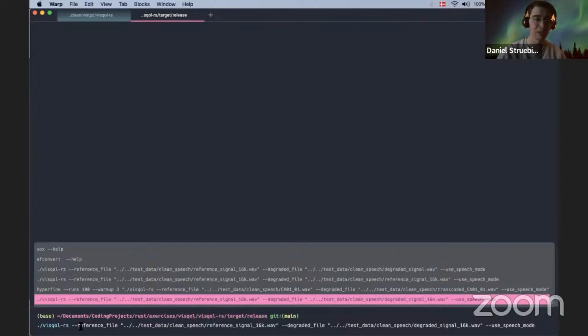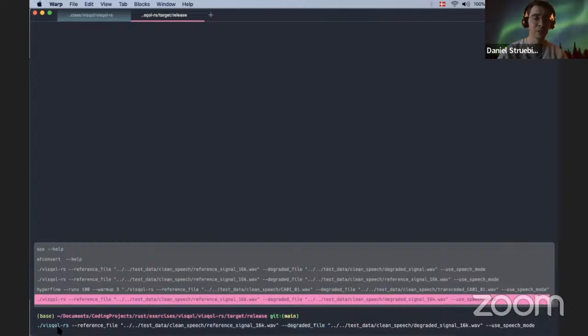And what we can do is start giving it some command line flags. If you're not too familiar with the command line, I'm sorry if I'm losing you here, but you might be able to read up on how a command line works afterwards. So we give it a flag called reference file, and this is just a path to the reference signal that I've showed you earlier. And then we also give it a degraded file and a path to that degraded file right here.